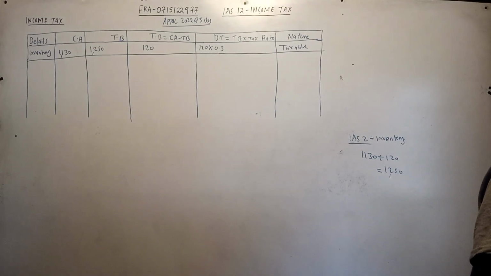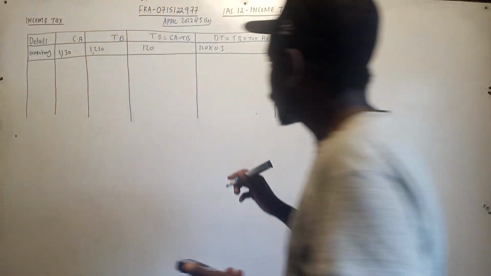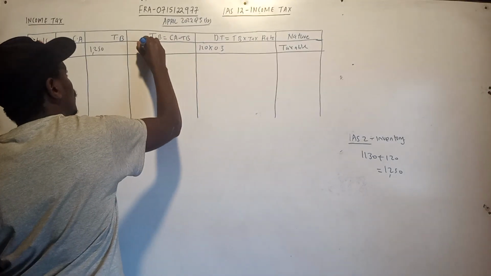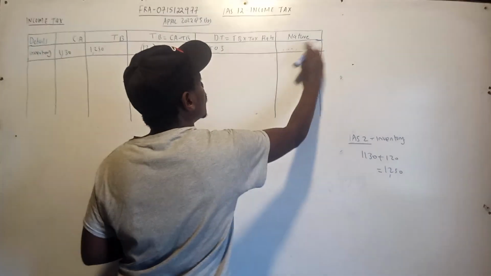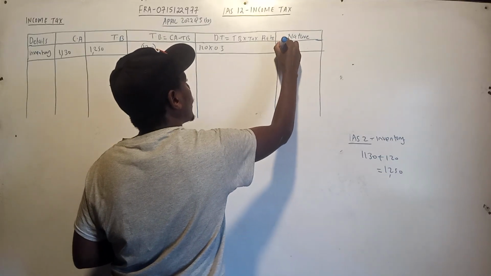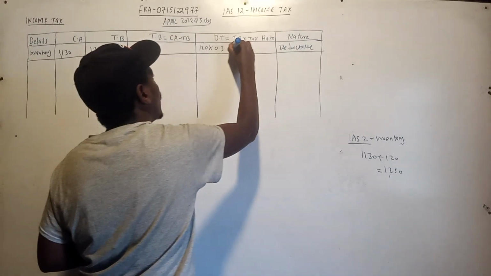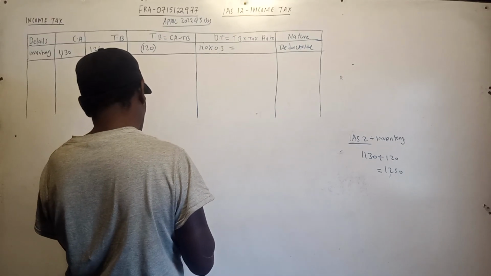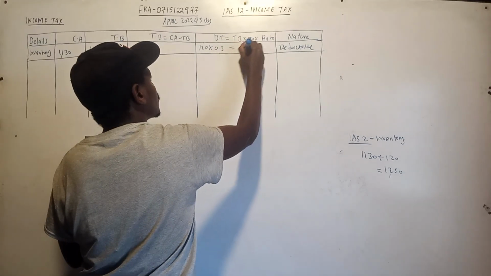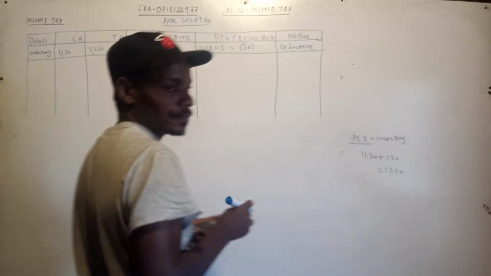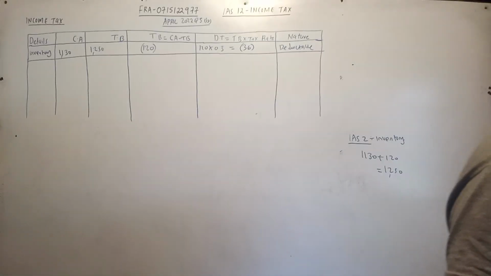So 1130 minus 1250. It's a negative figure, so it is deductible. How much? 120 times 0.3. So that is minus 36.